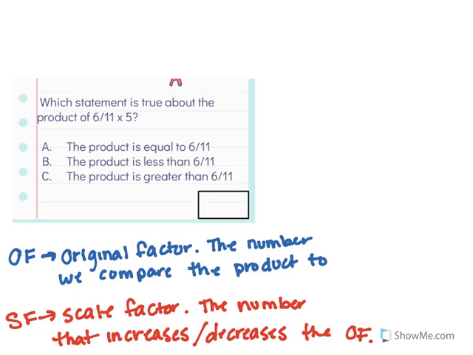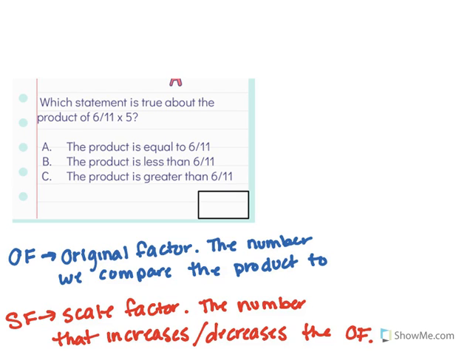Hey team, in this video we're going to be talking about scale factors. Let's refresh our memory really quick though. Remember, an original factor is the number that we're comparing the product to. And a scale factor is the factor that either increases or decreases the size of the original factor. All right, so let's go ahead and get some practice with these problems here.